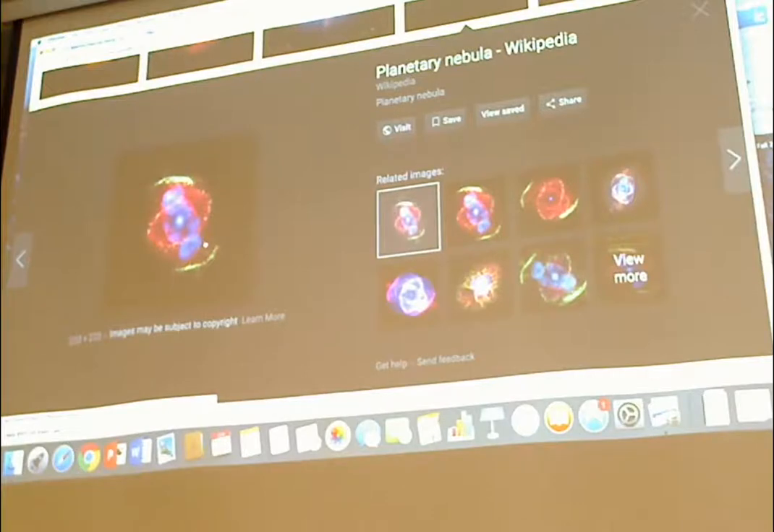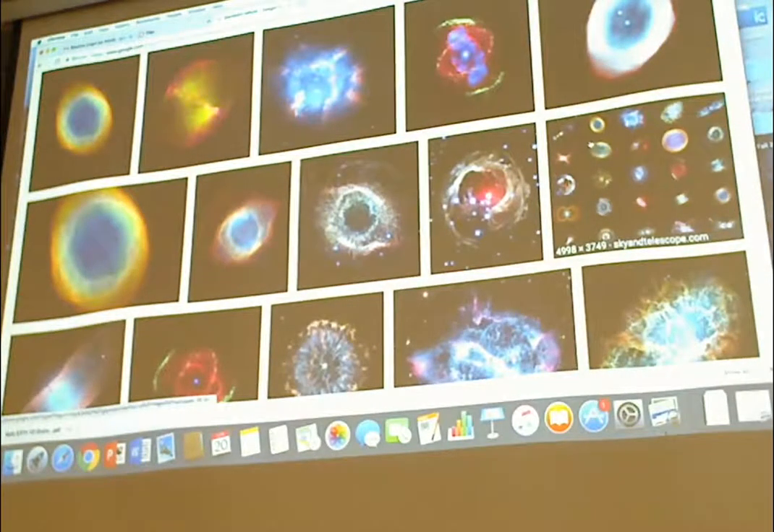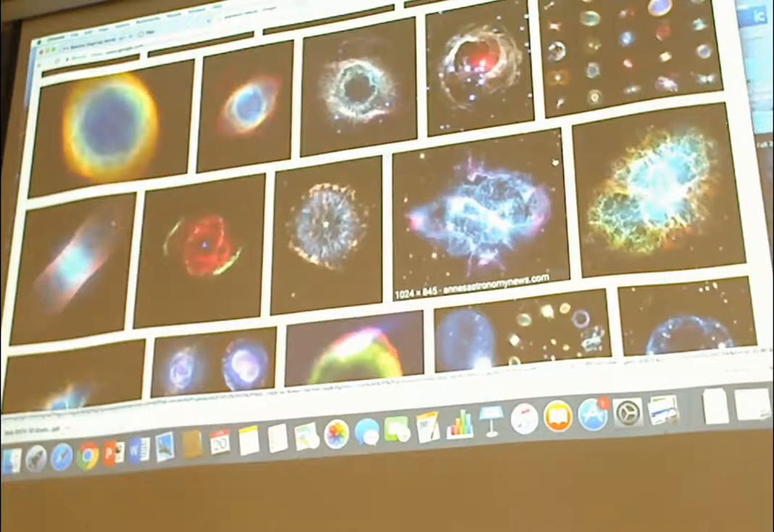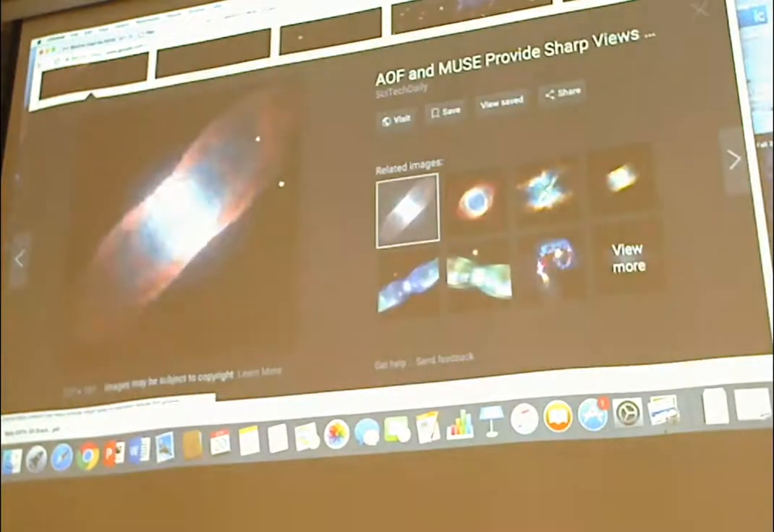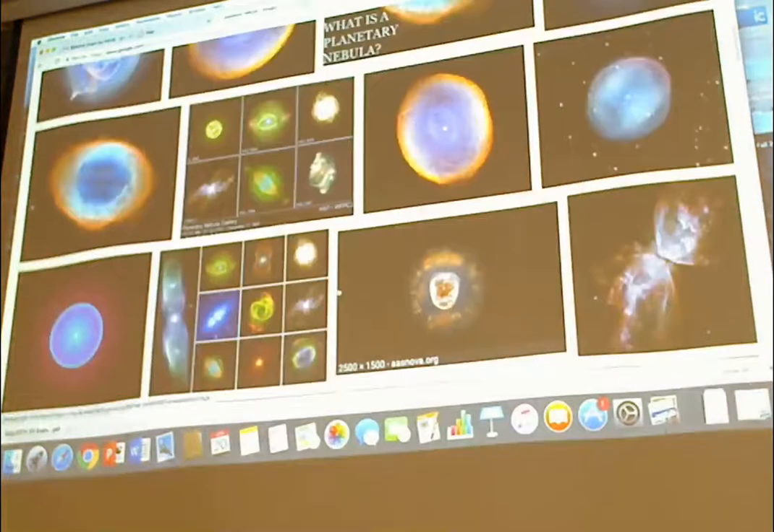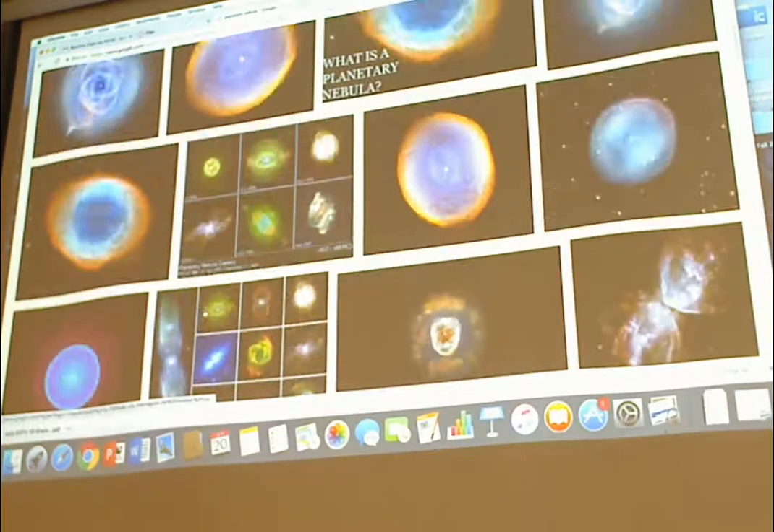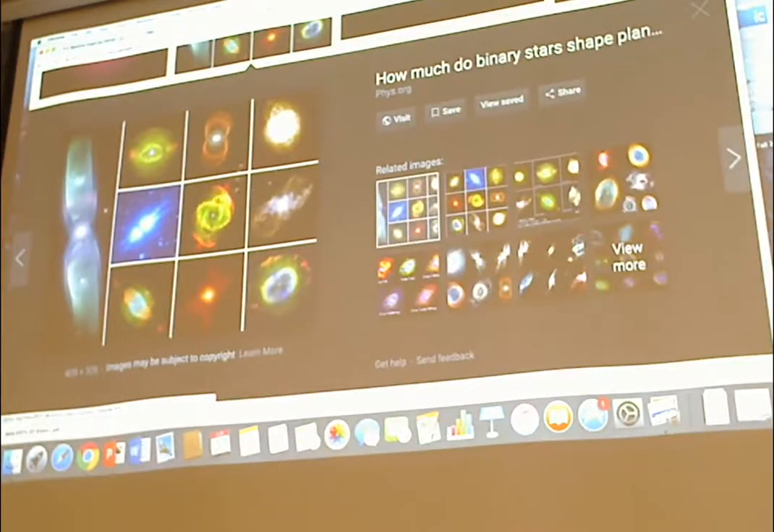This is a particular nebula. There's another cast iron nebula. All kinds of different ones. There's another one that's kind of cool. It's more elongated, right? It's almost spherical, but it's got this elongation. They're all different. That's another one. That's a very funny one. Look at all these super shapes, right? These are all planetary nebulae.